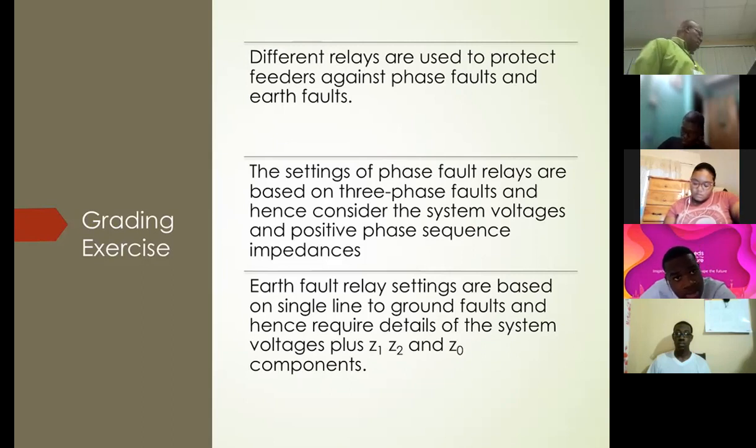For your 3-phase fault current, you're going to need just the voltage and the positive sequence values. For your earth relay setting, you're going to need your single line to ground fault information. And so that would be based on the voltage and your positive, negative, and zero sequence components. And of course, you are no experts on that. All right? So we don't need to worry too much about that.